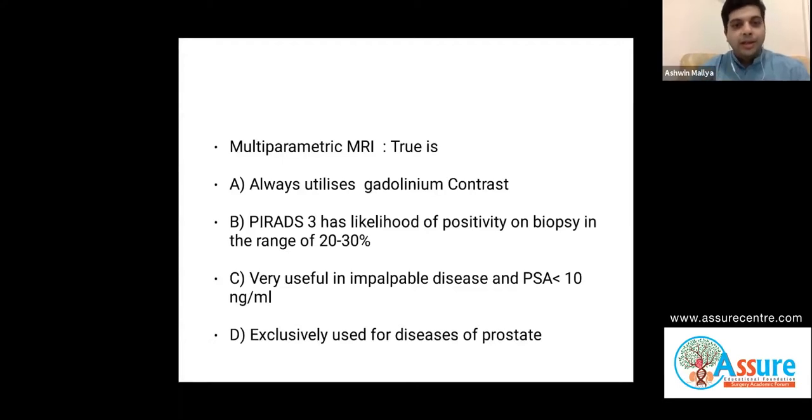Okay, the next option, PIRADS 3 has a likelihood of positivity on biopsy in the range of 20 to 30%. In PIRADS 3, it's almost like 50-50%. So the likelihood of positivity is around 50%.